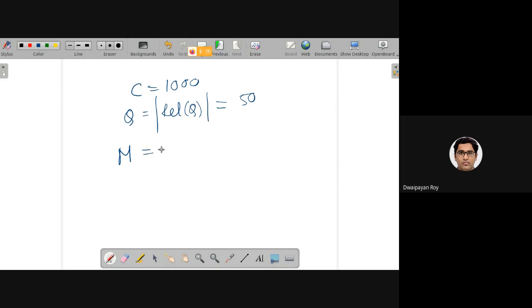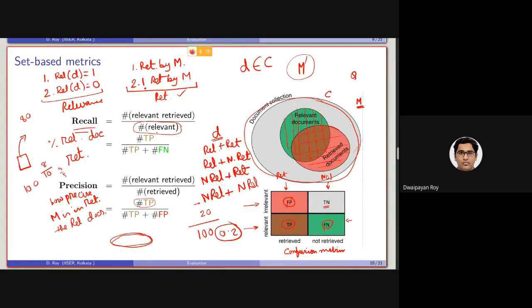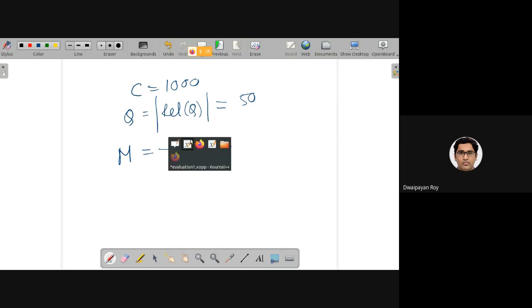Recall is basically the number of relevant documents retrieved, in the numerator, over the number of relevant documents in the set, in the denominator. How many relevant documents is it retrieving? It is retrieving all the documents, so it is retrieving all the relevant documents as well. So the recall will be 1.